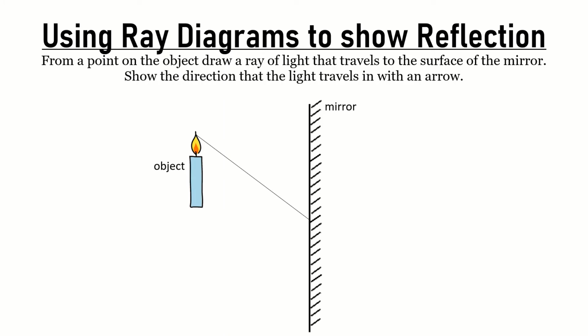We show the direction that the light is traveling in with an arrow. Obviously the light is traveling from the candle towards the mirror. And we call that ray of light the incident ray.